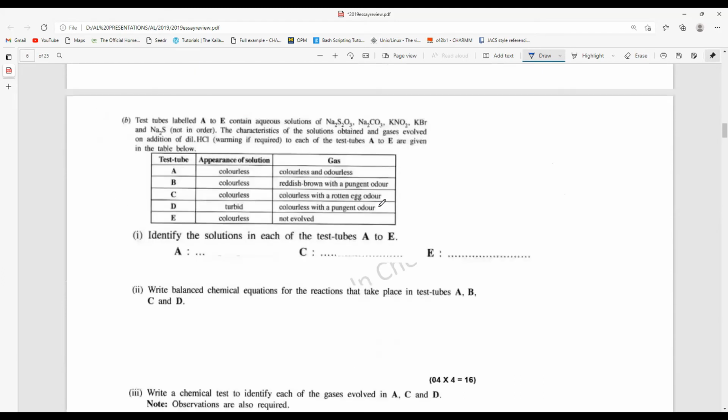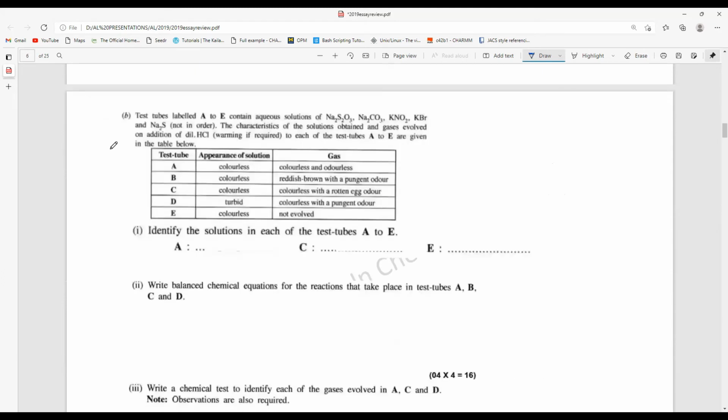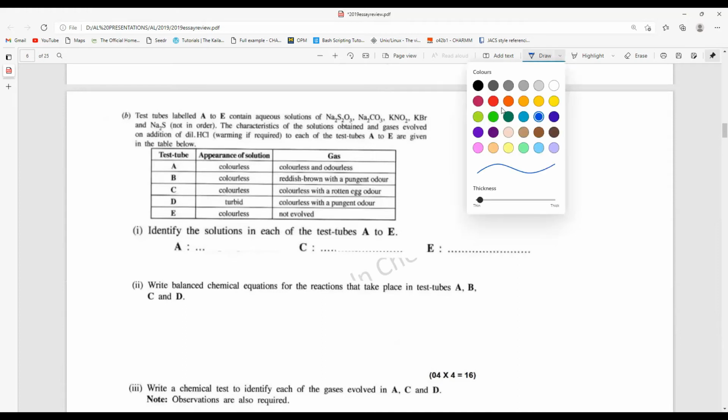Okay, right. So moving on. Test tubes labeled A to E contain the solutions. So these 5 solutions are there, and when you add diluted HCl, they have given what is actually going to happen. So we will first think about that before going to the question.